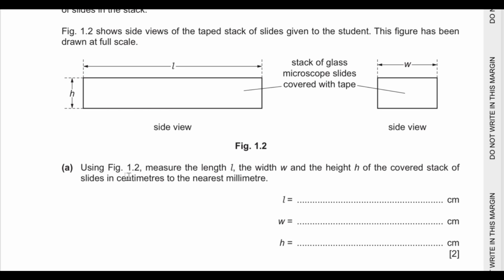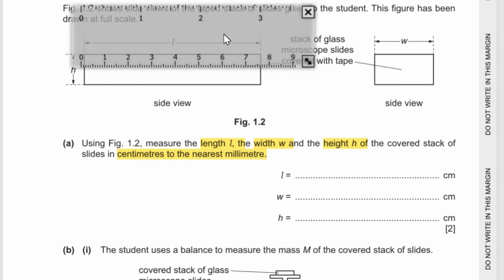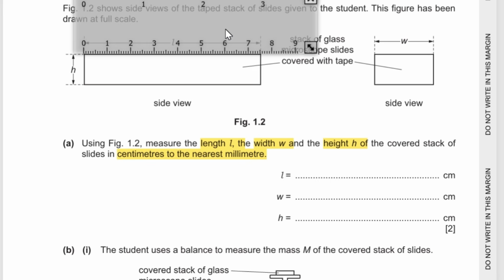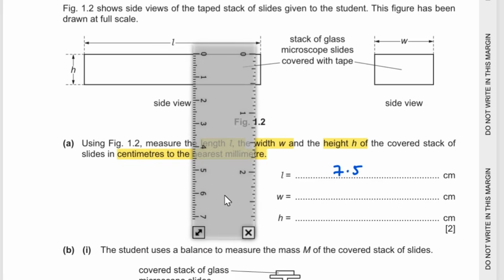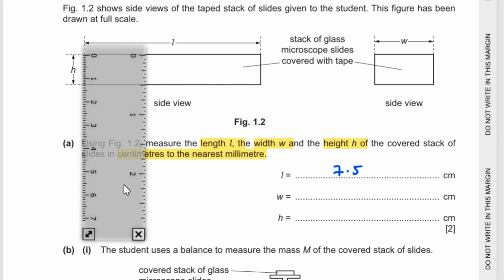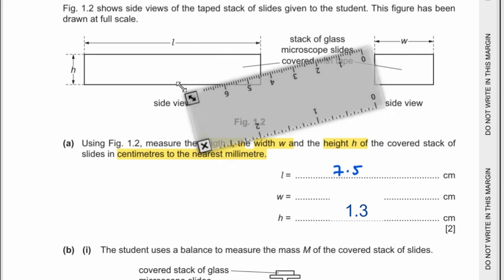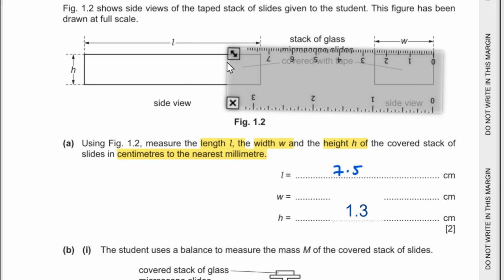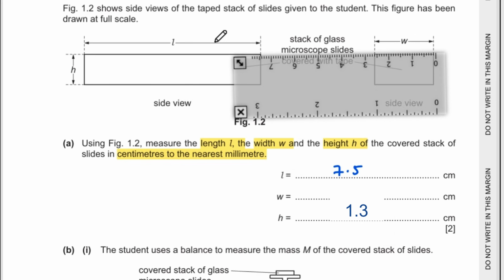Using figure 1.2, measure the length, width and height of the covered stack of slides in centimeters to the nearest millimeter. So I have to measure length, width and height. I will bring my scale and put it over here. If I take the reading, this reading is 7.5, so length is 7.5. For height, the reading is nearly 1.3, and for the width, the reading is 2.5.